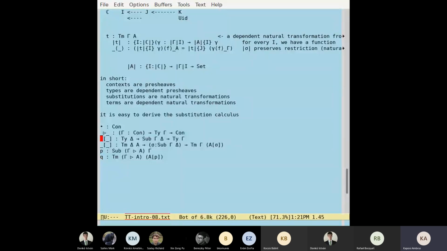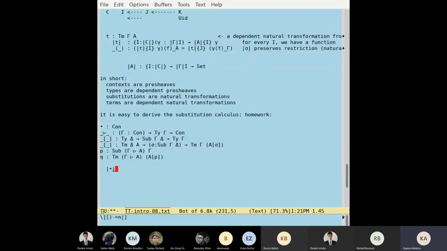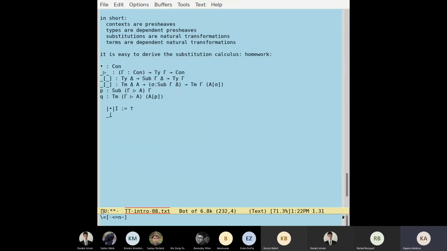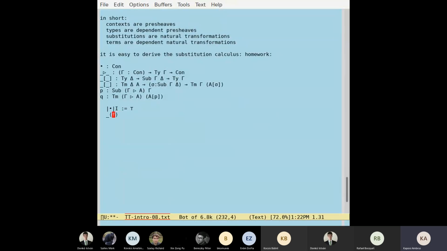So this is a homework. Okay, homework. Let me just show you some small part of it. So, for example, this will be some trivial presheaf, which is just the unit set. It doesn't depend on its context, right? For every I it is just top. Okay. And then the restriction is completely trivial, because if we restrict the single element of TT, we just get TT, okay? It's trivial. Okay, and let's see how context extension works.